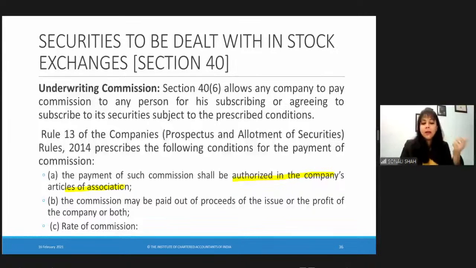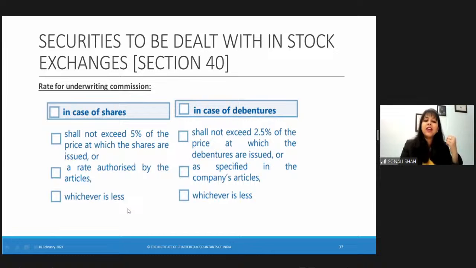Now, from where could the payment for underwriting commission be made? It can be paid out of the proceeds of the issue or the profit of the company or both, right? Third point is, what would be the rate of commission? So company law says that where the underwriting is for shares, the commission shall not exceed 5% of the price at which the shares are issued, or the rate which is authorized in the articles, whichever is less.